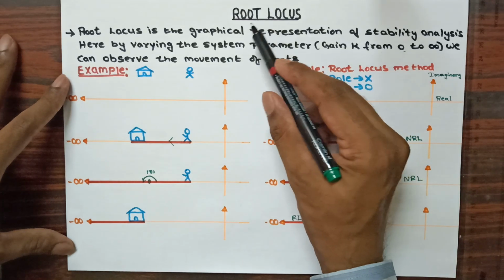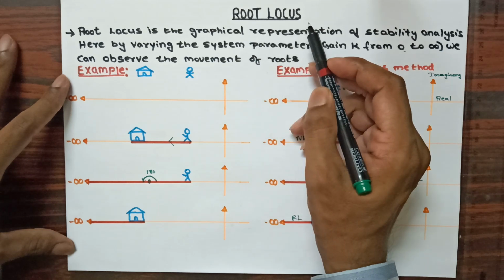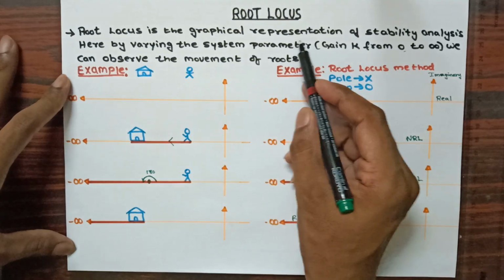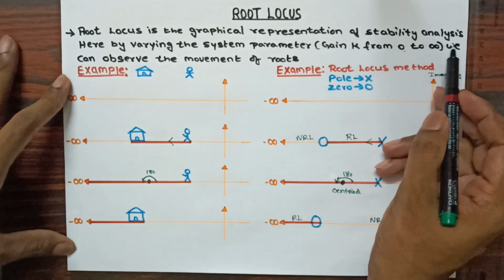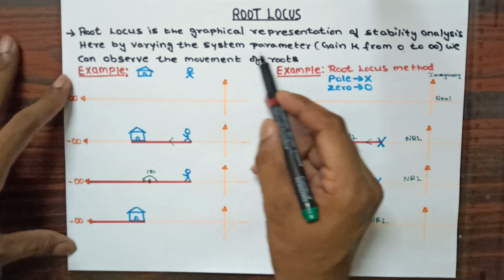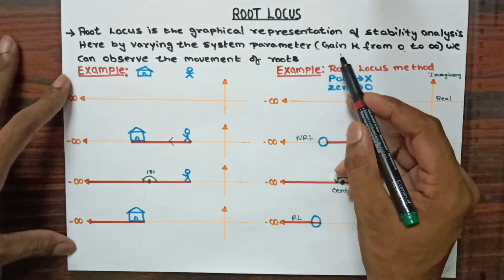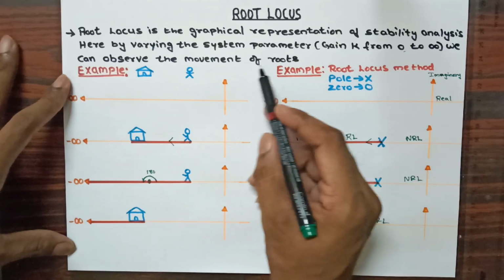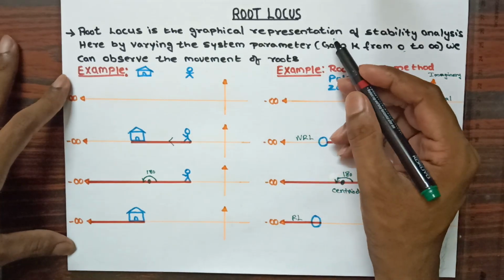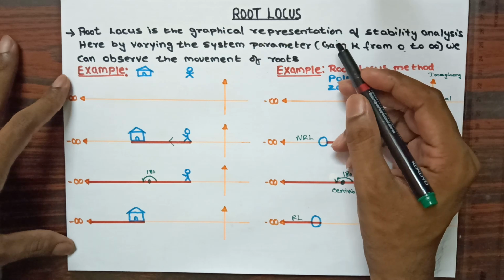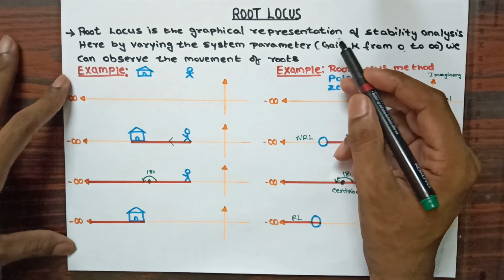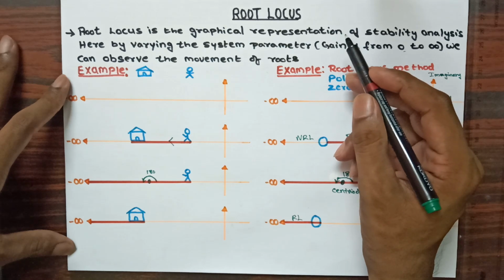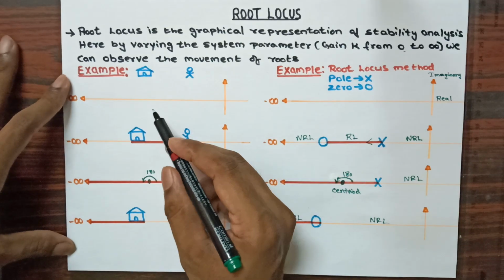Today we are going to discuss the root locus method to analyze the stability of the system. Root locus is the graphical representation of stability analysis. Here, by varying the system parameter, that is gain K from 0 to infinity, we can observe the movement of roots. To construct the root locus, there are certain rules to be followed. To understand the rules, let us understand the concept of root locus with the following example.